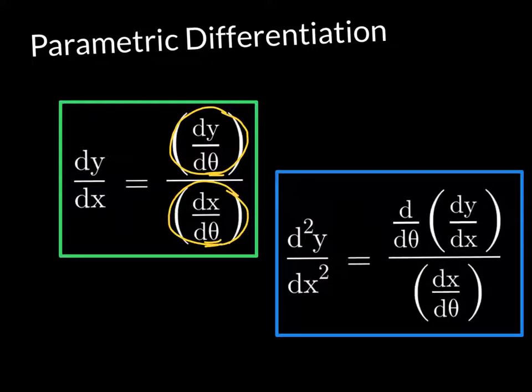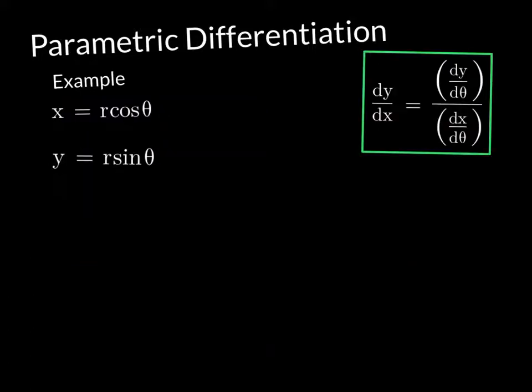Now looking at the second differential, how do we find the second differential of y with respect to x? Here we can see that we have dy by dx and we differentiate that with respect to the third variable, so in this case theta. This is then all divided by the differential of x with respect to the third variable theta. Okay, so let's take a look at an example.